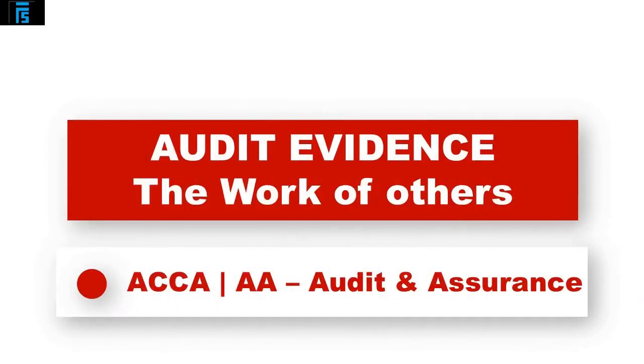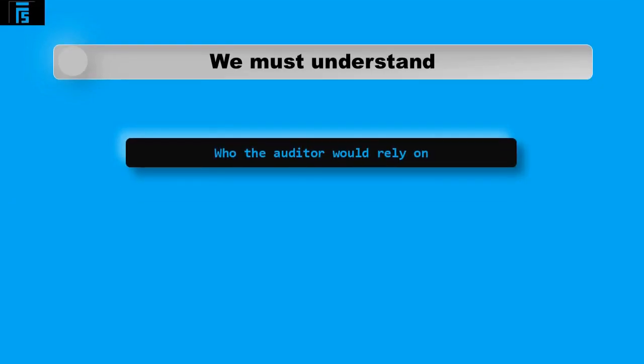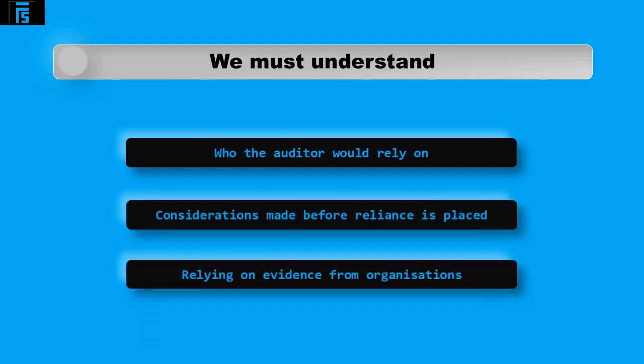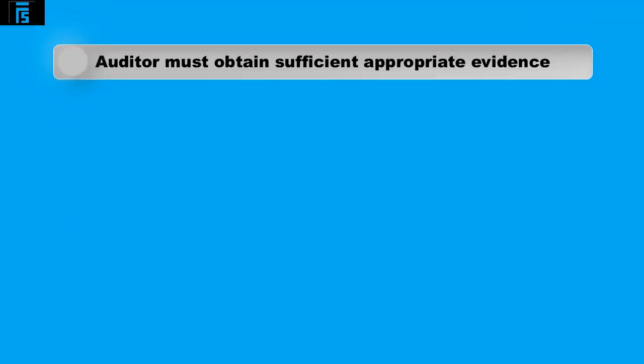This video will discuss how the external auditor relies on the work of others. We must understand who the auditor would rely on and why, considerations made before reliance is placed, and relying on evidence from service organisations.